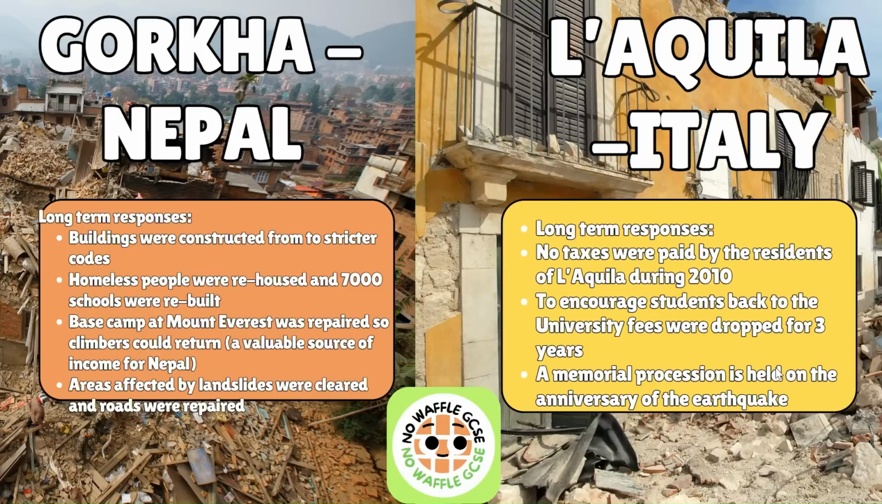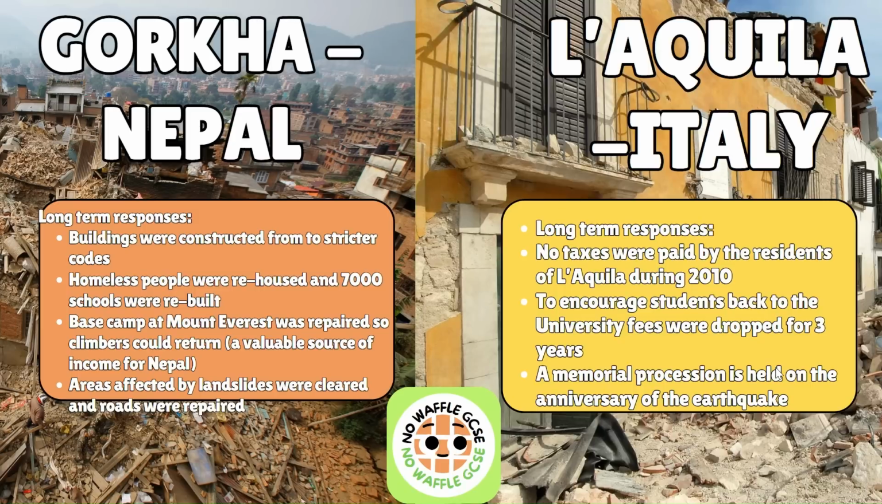In Nepal, we saw that buildings were constructed using stricter codes and regulations, and the same thing actually happened in Italy as well. Homeless people were rehoused and 7,000 schools were rebuilt. Areas that were affected by landslides were cleared and roads were repaired. But it's important to note that after 2 years, much of the destruction that had been caused by the Nepal earthquake had still not been renewed and removed because of the lack of funding.